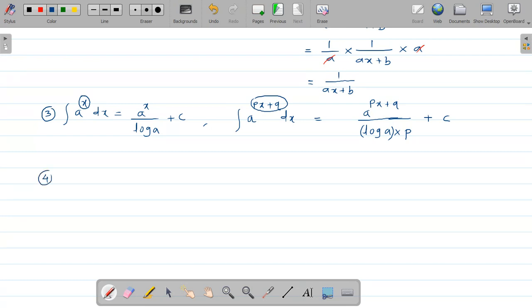And last one, now if you know that the integration of e raised to x is equal to e raised to x plus c. Now what about the integration of e raised to px plus q? Then integration of e raised to px plus q will be e raised to px plus q divided by p. Divided by p means it is the derivative of px plus q, that is equal to p. So remember all these rules.